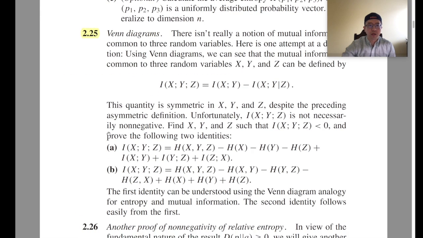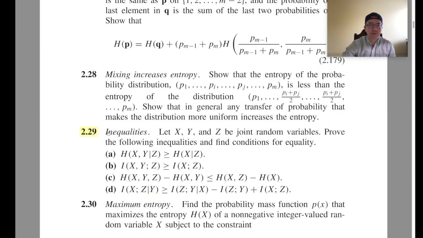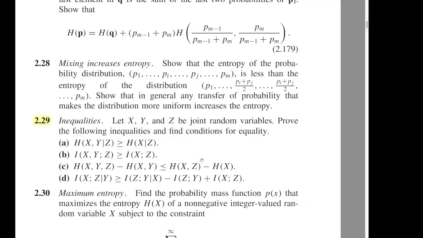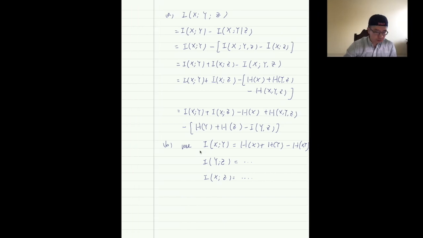Now let's take a look at our last question, which is question number 29. So in this question, again, we're going to show these inequalities, right? Let's see how we can show that. So this approach is very similar to what we have illustrated in class, right? So let's see how we can show that. Okay, 29.